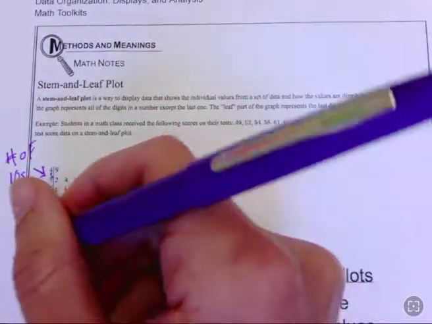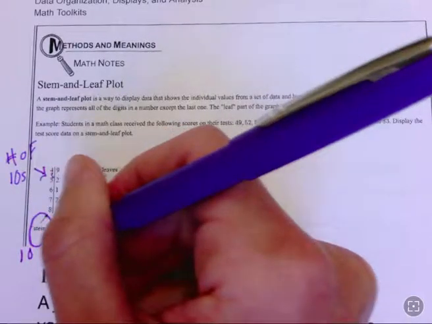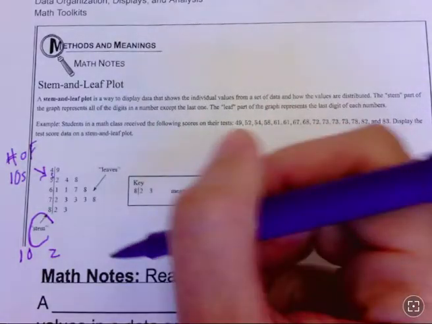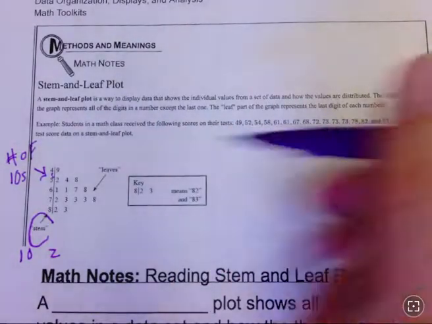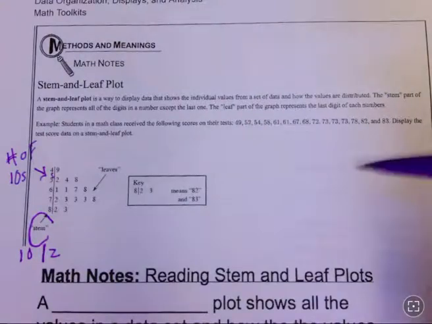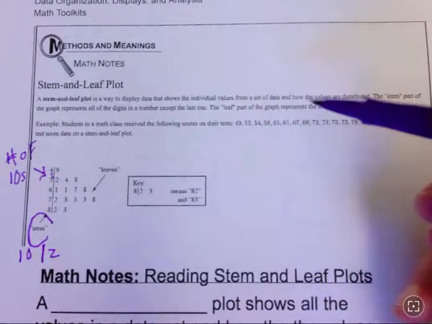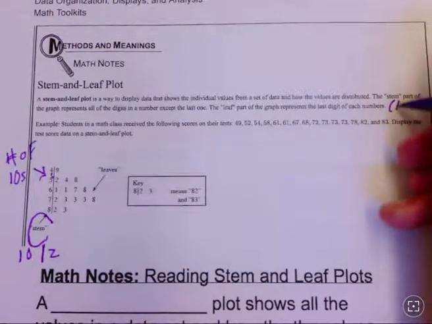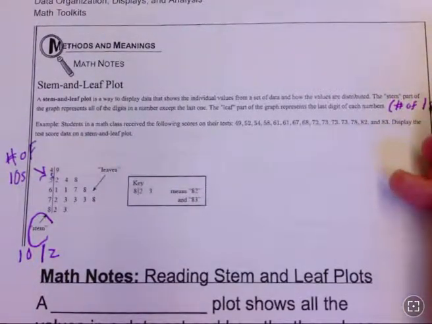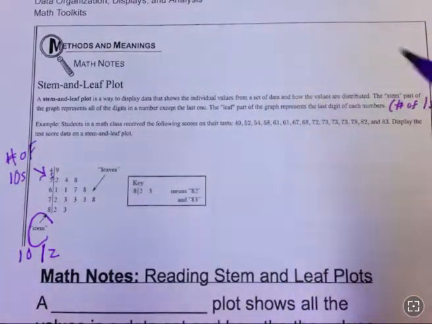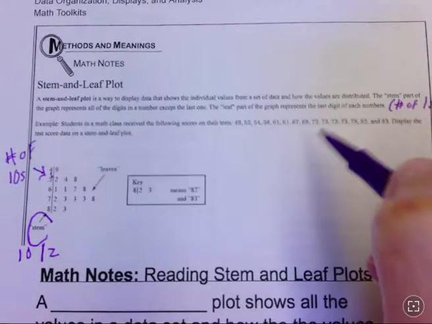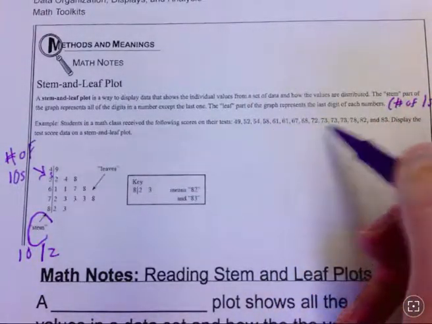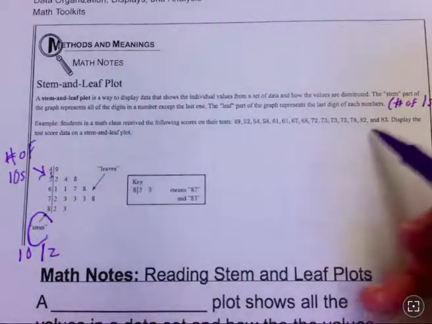And even if I had a piece of data like 102, I would have 10 tens and 2 ones making up 102. So thinking of it as the number of tens is another way to think about it. The leaf part of the graph represents the last digit of each number, or the number of ones in the ones place. An example is students in a math class received the following scores on their tests: 49, 52, 54, 58, 61, 61, 67, 68, 72, 73, 73, 73, 78, 82, and 83.